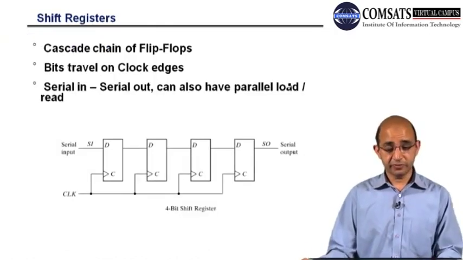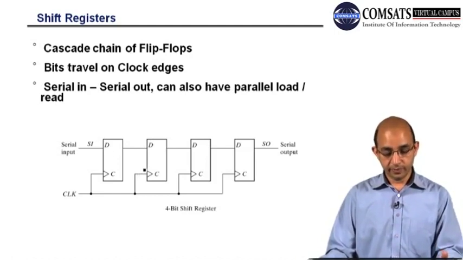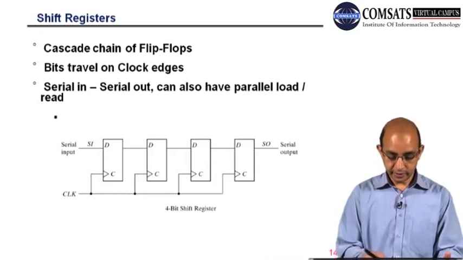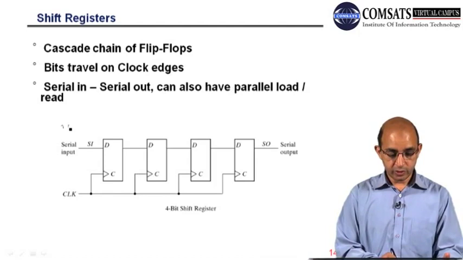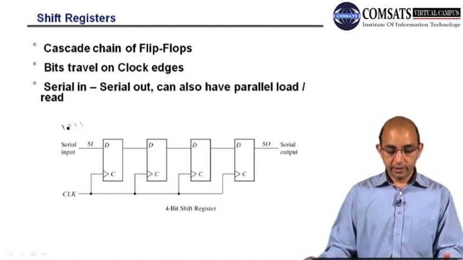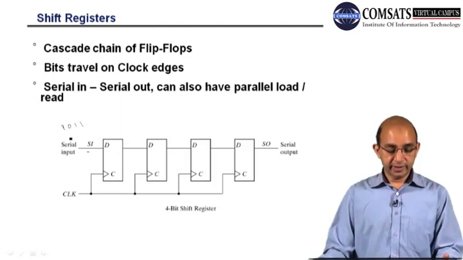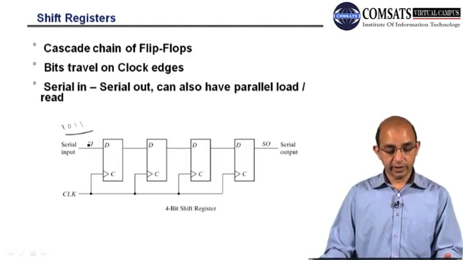Now move to the shift registers. Here we have four flip-flops, and we have connected those flip-flops in a chain, so you can see the cascading. This is 1, 2, 3, 4, four flip-flops, and they have the common clock. This is the serial input and this is the serial output. So if we have a string of 1, 0, 1, 1 as the serial input, and I apply this string of ones and zeros, then on the arrival of the clock, that one will be loaded here and we have a one here.